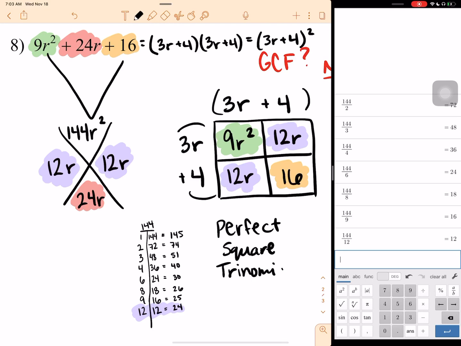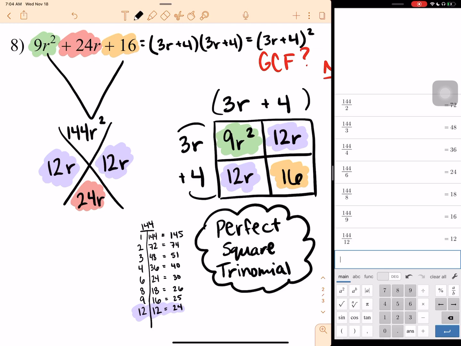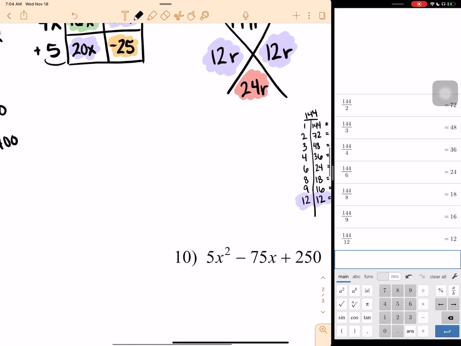Okay, you guys notice that my first term, the 9, and my third term, the 16, are perfect squares, right? So here we have a perfect square, 3r plus 4 times 3r plus 4, and we're good to go. Okay, so be sure to pause. Let's move on to the next one.